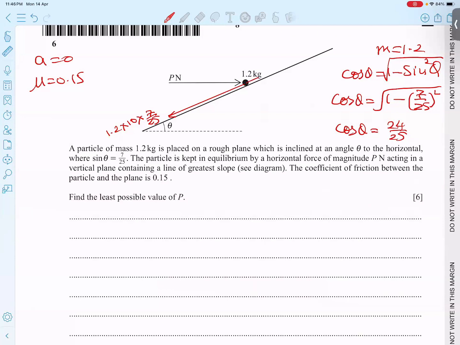Okay, and the applied force is, okay, now this is clear. The weight is acting downwards, and that weight is 12 newtons. And you know it very well, this is R, the normal reaction, and this is actually mg cos theta. M is 1.2 into 10 into cos theta, which is 24 over 25 that I got from here.